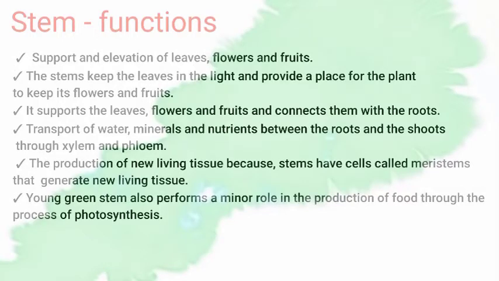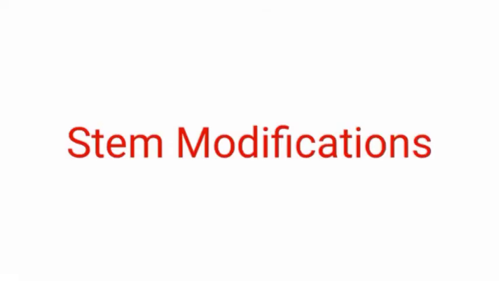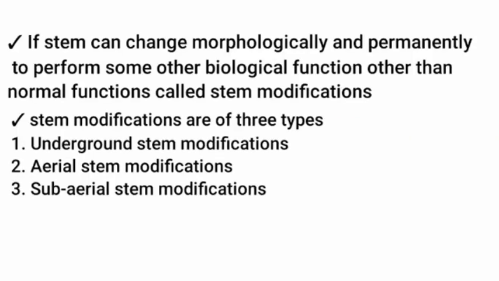Transport of water, minerals and nutrients between the roots and shoots through xylem and phloem. The stem helps in the production of new living tissues because the stem has cells called meristem at the terminal bud or apical bud region and axillary bud region to generate new living tissues. Young green stems also perform a minor role in the production of food through the process of photosynthesis. Stem modifications. Now, the definition of stem modifications.